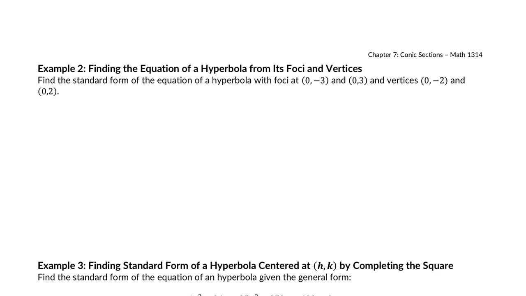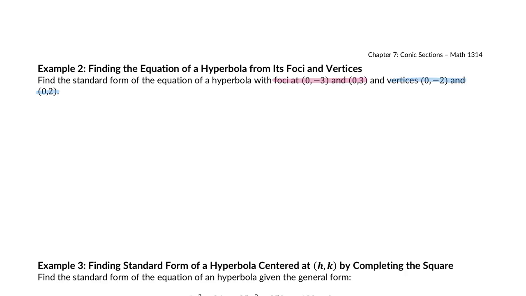With the ellipse, after we've spent a second giving the equation and wanting the graph, what if I don't give you the equation, but I give you pieces of the graph and want the equation? We're going to think the same way we did for the ellipse, and we're going to work backwards. This question tells us that we have foci at 0, negative 3 and 0, 3, and vertices at 0, negative 2 and 0, 2.